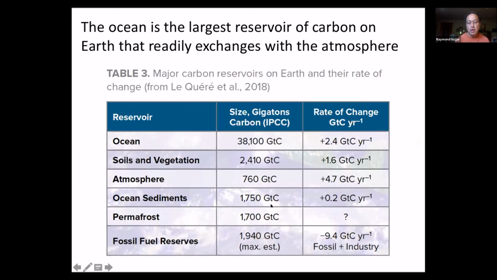It's bigger even than fossil fuels. And it's the biggest reservoir that actively exchanges with the atmosphere. You could add rock into this too. If you take all the carbon in the solid earth, it's massive, but it's not exchanging with the atmosphere. That's the main point one can make with this table. We'll get more into these numbers shortly.